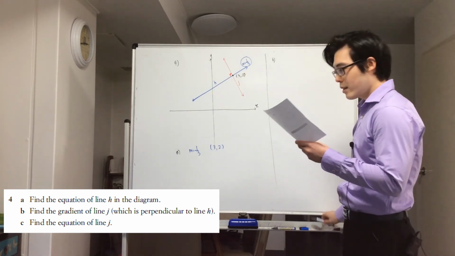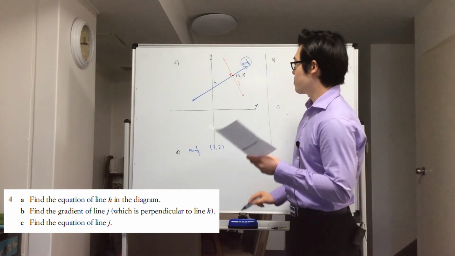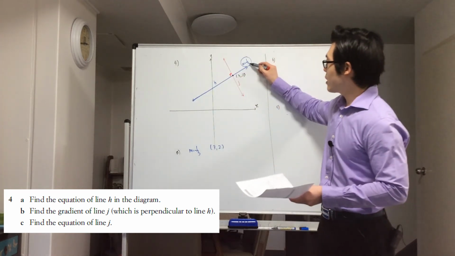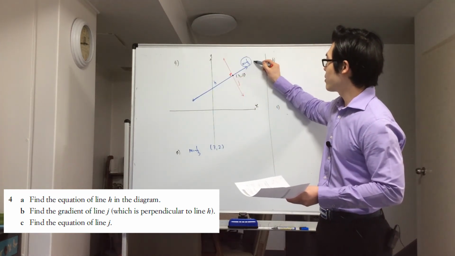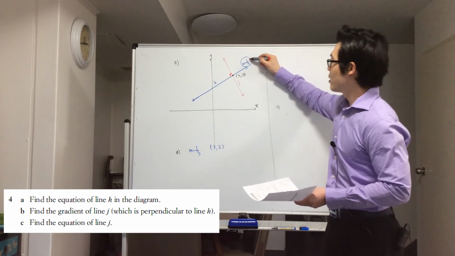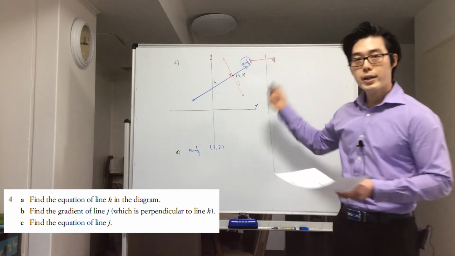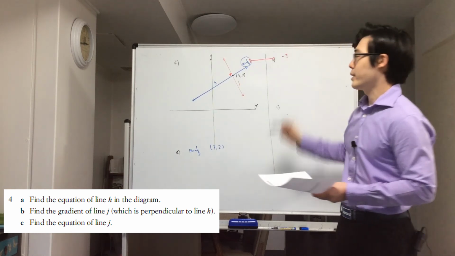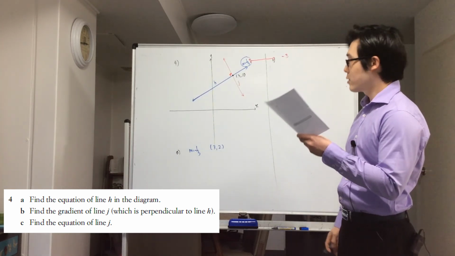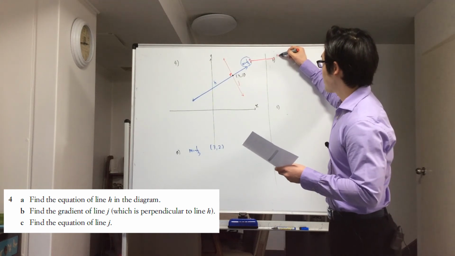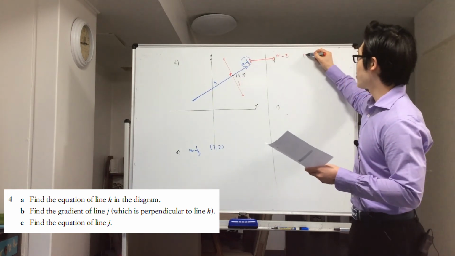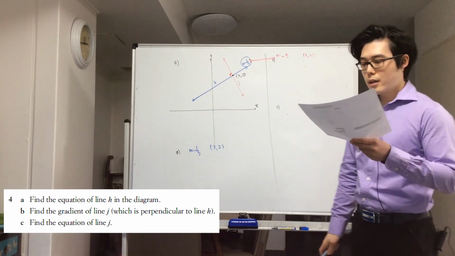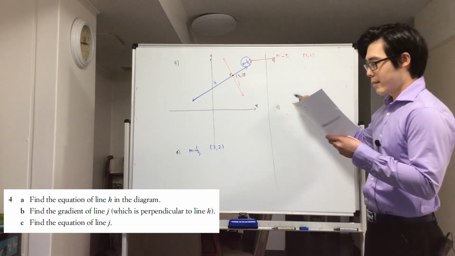Question B, find the gradient of the line J, which is perpendicular to H, so the one in red. That's pretty simple. The gradient of H is that. So if I want to find the perpendicular to that, you once again reciprocate it and put a minus, and what would that be? Just minus 3, yeah? And then find the equation of the line J. So you've got the gradient and you've got the same point, 3 and 2. Do the same thing, use the point gradient formula, which is basically question C.